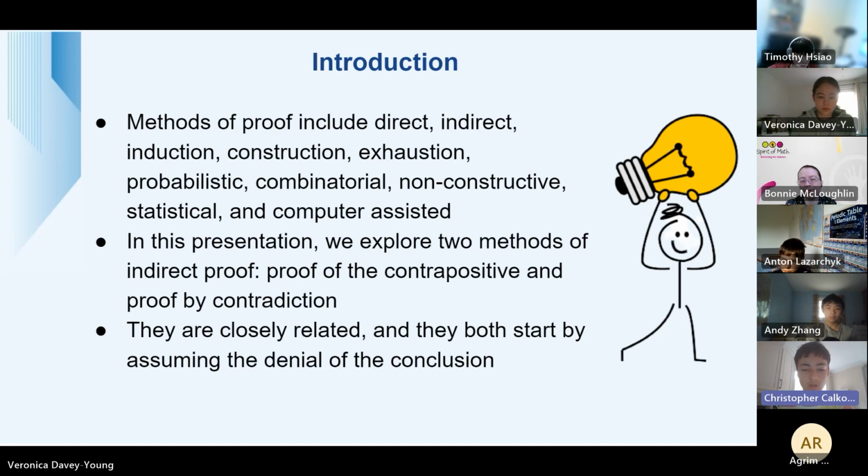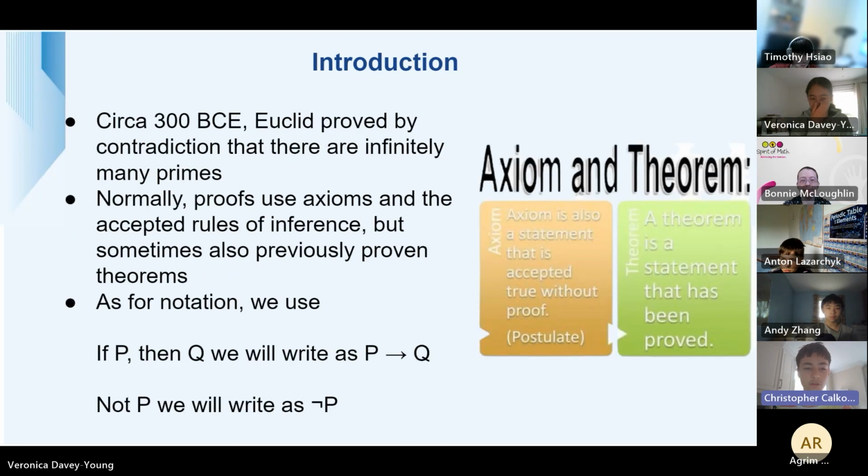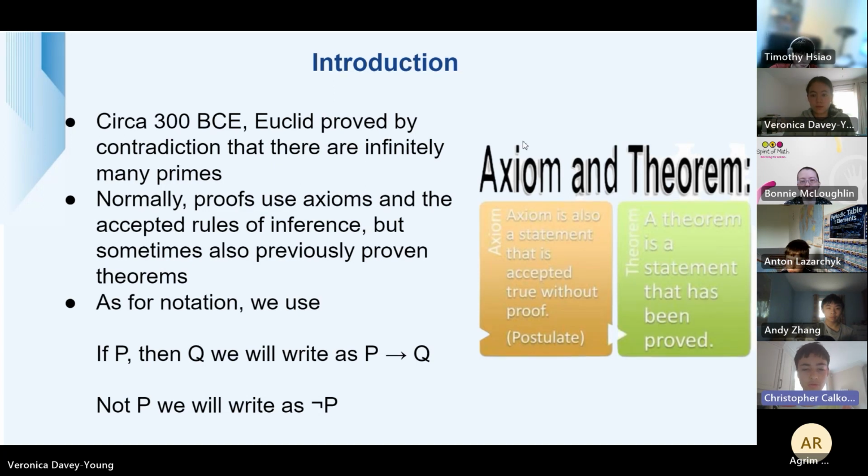They are closely related, and they both start by assuming the denial of the conclusion. Next slide. Circa 300 BCE, Euclid proved by contradiction that there are infinitely many primes. Normally, proofs use axioms and the accepted rules of inference, but sometimes also previously proven theorems. As for notation, we use if P, then Q, and we will write that as P implies Q. And not P, we will write as not P.